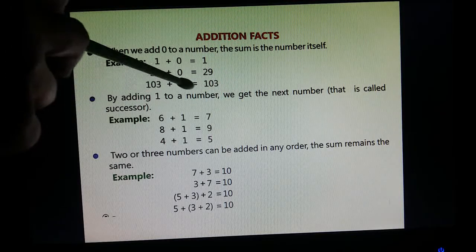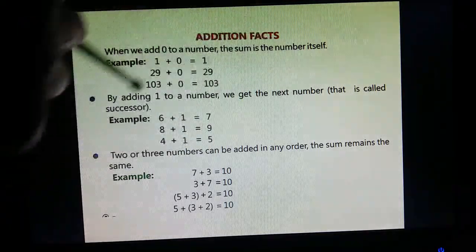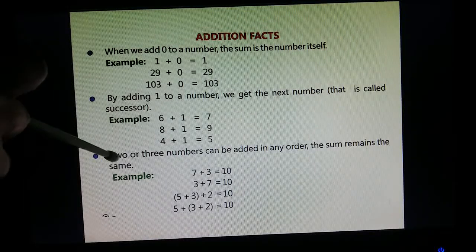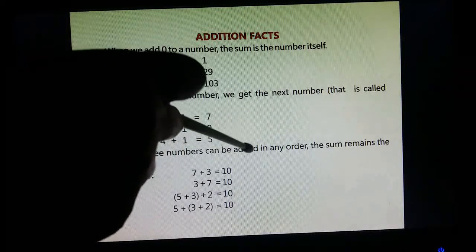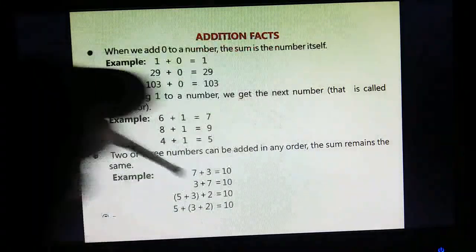So when we add 0 to a number, the sum is the number itself. By adding 1 to a number, we get the next number, which is called the successor. And the last is, 2 or 3 numbers can be added in any order, the sum remains the same.